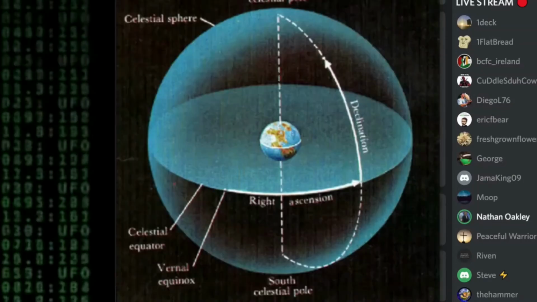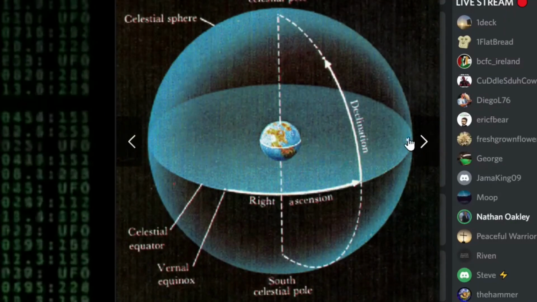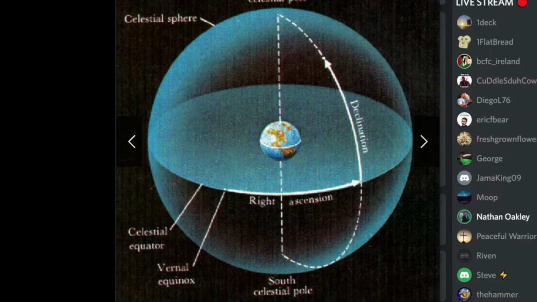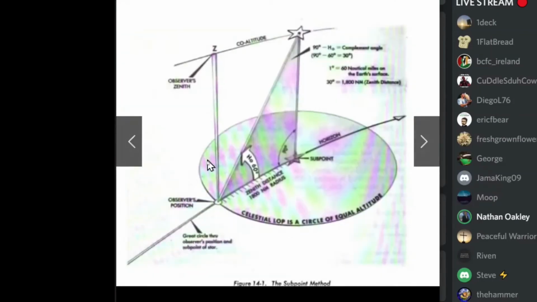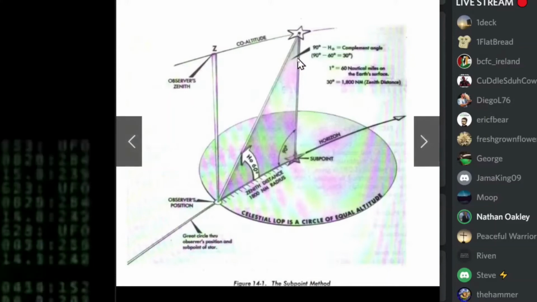Number three, a circle can be drawn with any center and any radius. This is a Euclidean axiom. A circle can be drawn with any center and any radius. That's what we're drawing with a circle of equal altitude, a 2D circle. It is flat. Number four, all right angles are equal to each other. We can see that with the zeniths. Those two right angles, 90 degrees, they're equal to each other.